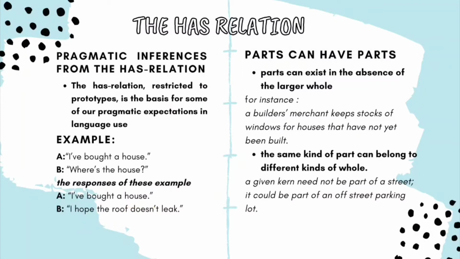Okay, next. The part can have parts. A part can exist in the absence of the larger whole. For instance, a builder keeps a stock of windows for houses that have not yet been built. And then the same kind of part can belong to different kinds of whole. For example, a given car may be part of a street. It could be part of a street or a parking lot.